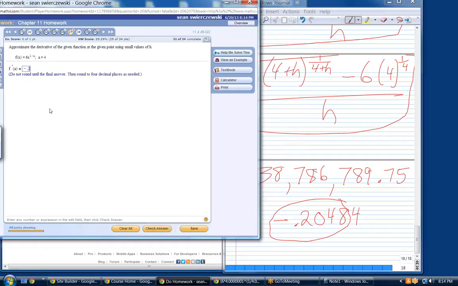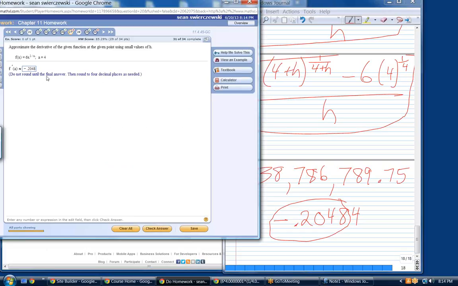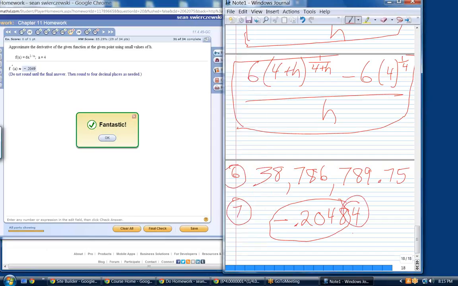Minus 0.2048. Try 0.2049 because that's what yours rounded to, right? Yes. Are you kidding me? That's not right. They are incorrect. Because if you do enough iterations, you get it down to 0.2048, because this digit keeps getting smaller. In other words, it gets to a point where it rounds down.